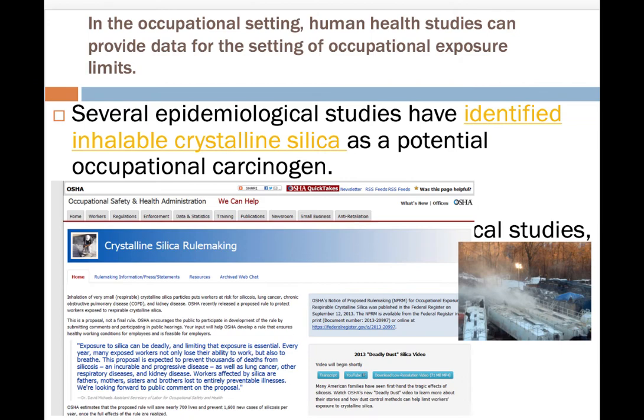And now, bringing it back to our current times, several epidemiological studies have identified inhalable crystalline silica as having potential carcinogenic effects, and that led to the changes in our crystalline silica standard. So it's through epidemiology that we aren't just making an educated guess, but really studying populations who are exposed and populations who aren't exposed, yet these two populations are similar enough that we can be sure it's the exposure that's causing their disease and not some other type of environmental exposure.